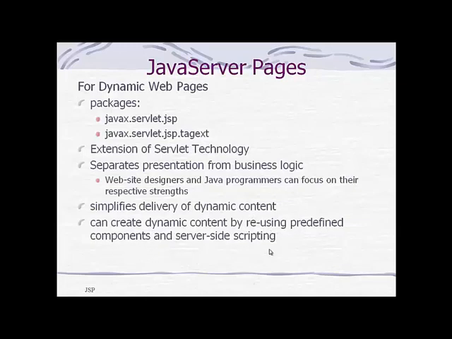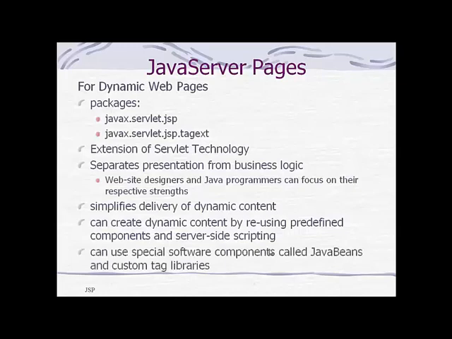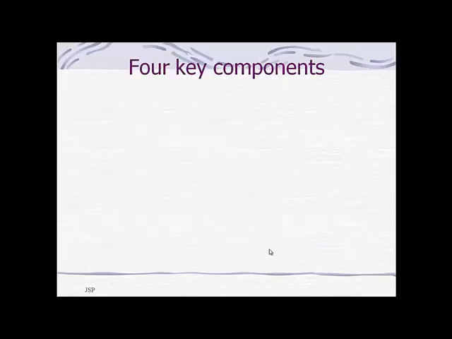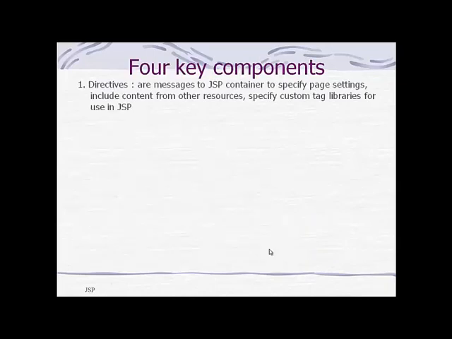For example, request, you already used. It's already predefined. You didn't declare it, just request. You can use special software components called JavaBeans. We'll do an example. And custom tag libraries. There are 4 key components. In this slide, everything you have to remember.